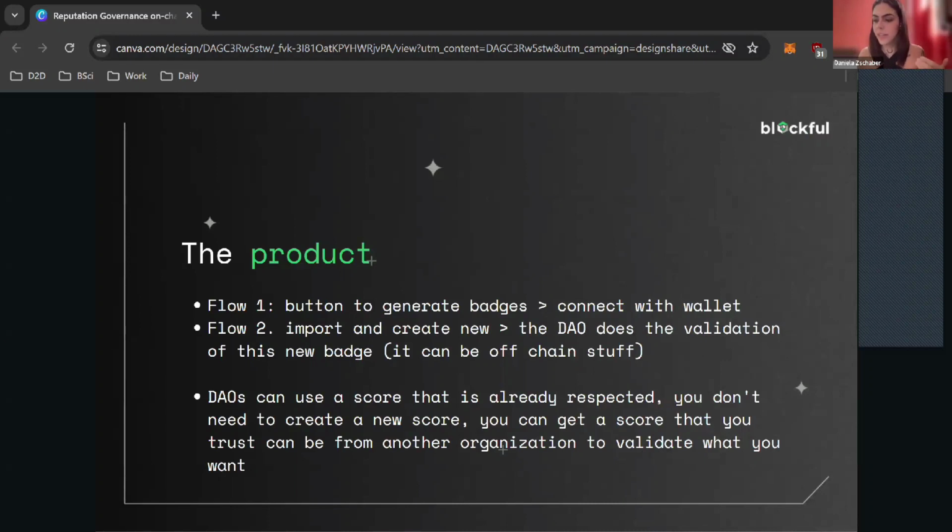So if you attended an event, if you did something that you consider was important, if you consider that it was an effort, you can create it. And the DAO does the validation of this new badge. It can be off-chain stuff also. So I don't know, you cleaned the venue of an event, and then you can add it there and create a new badge, and the DAO can look at it and say, okay, it was an effort. It brings reputation for sure. Let's add. So DAOs can use a score that is already respected. You don't need to create a new score, as I said before. You can get a score that you trust from another organization.